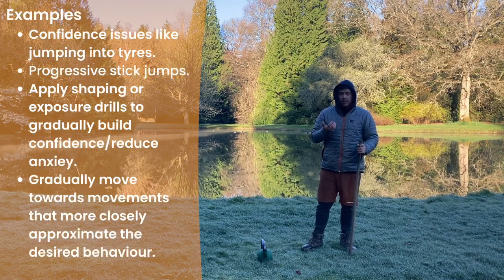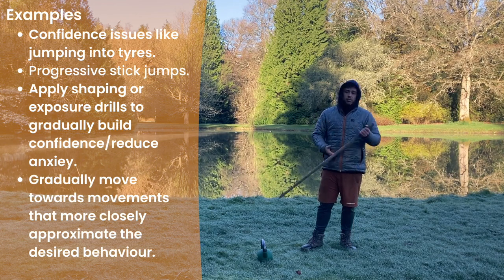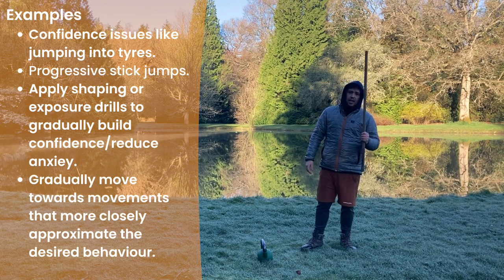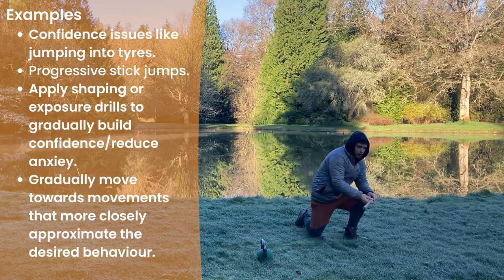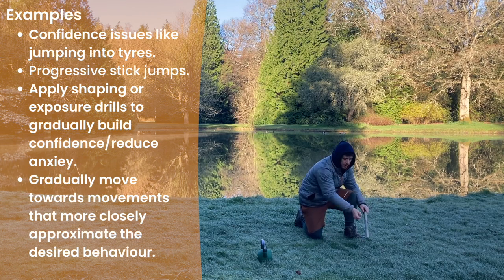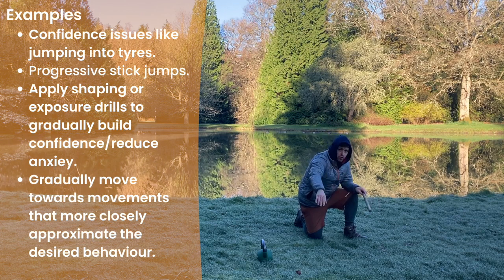If I'm working on a class and we're going to have some variation of tire jumps, jumping in and out of tires, flip jumps, etc., I know one of the biggest issues is going to be confidence. So one way I might anticipate that is with the progressive stick jumps. This is the one with the partners, where the partner jumps over, back and forth, and you gradually increase the height until you show the partner that they're jumping over the height of the tire so that they can clear it.